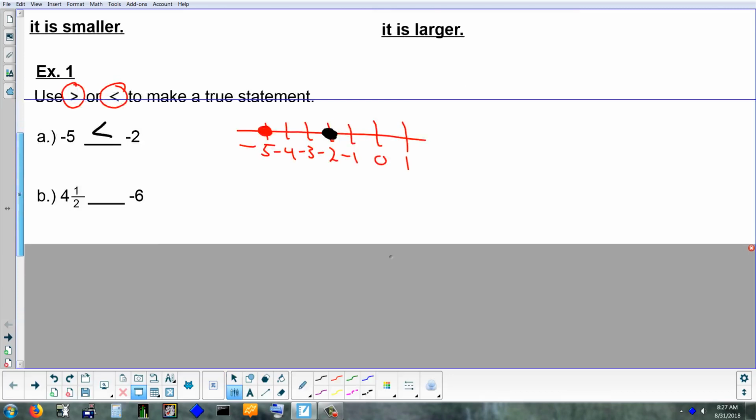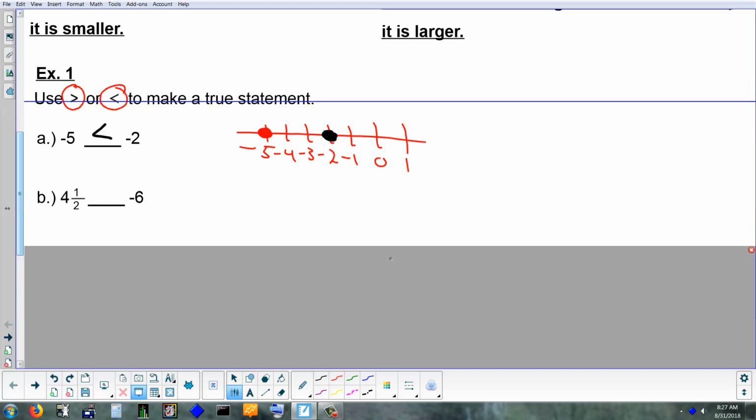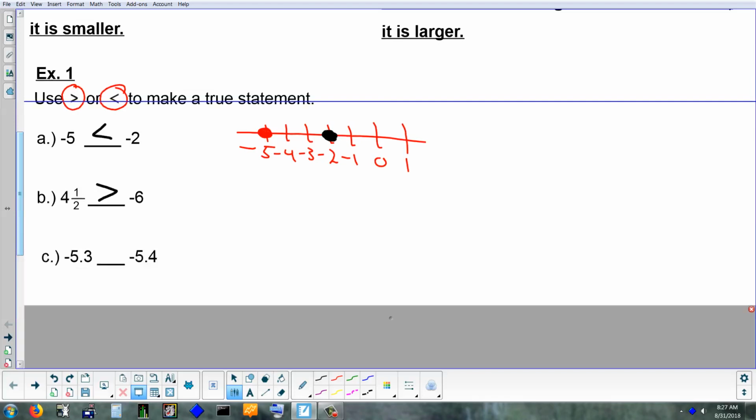4.5 and -6. Should I put a greater than or a less than? Yeah, right, Savannah? It's a greater than. Perfect. Any positive number is always bigger than a negative. That one we don't even need to think about. Even if it's a fraction, it's just a half. A positive number is always bigger than a negative number, whether it's a fraction or decimal, it doesn't matter.